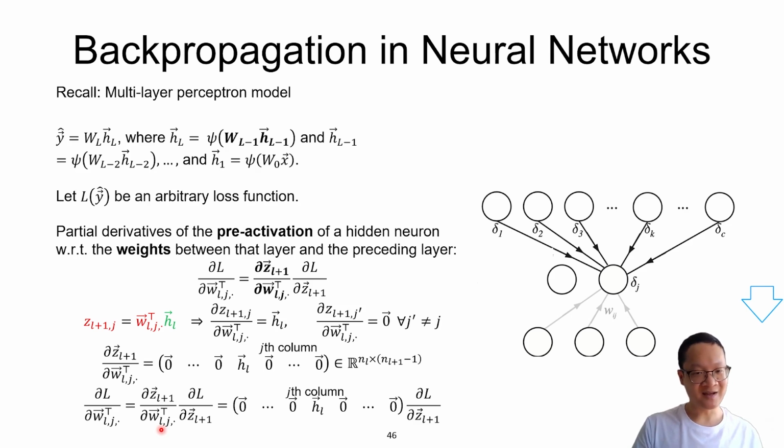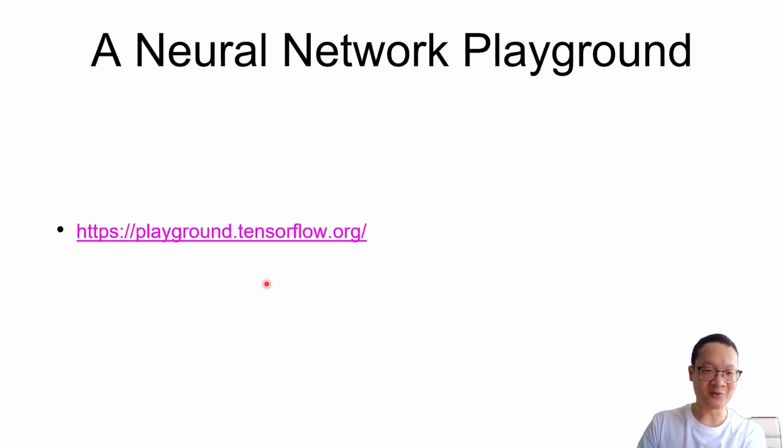Okay, so that was a lot of math to work out backpropagation in neural networks. So we're going to do more math a bit later, but for now, let's do something a bit more fun. We're going to look at what's called a neural network playground. So you guys can also go on the website and play around here as well.